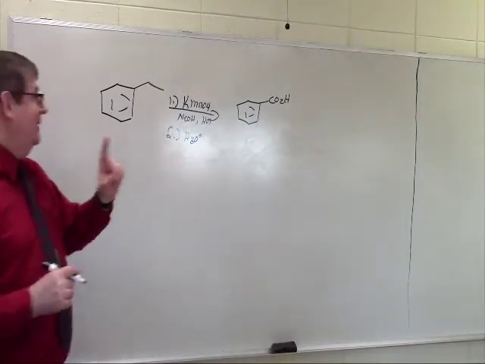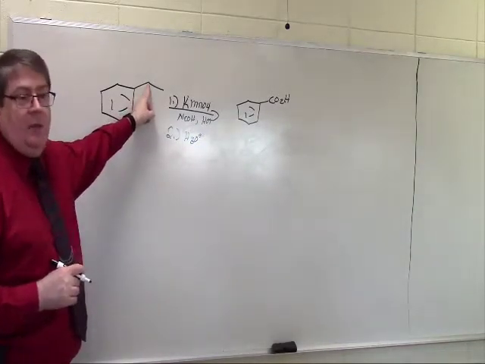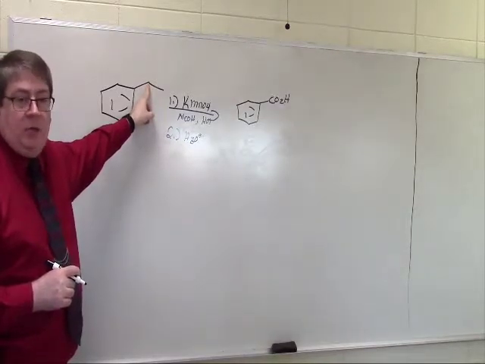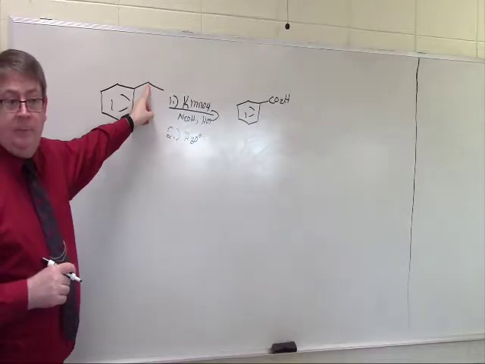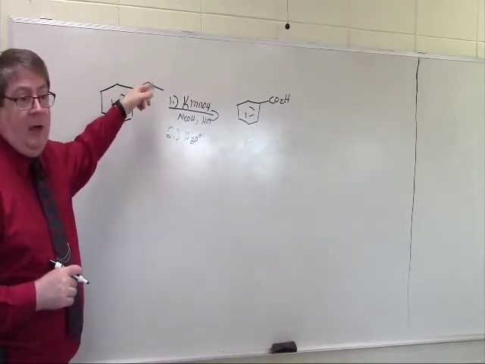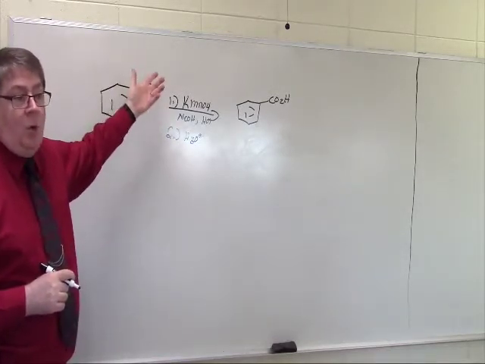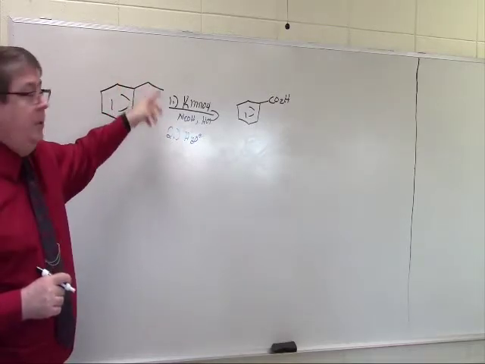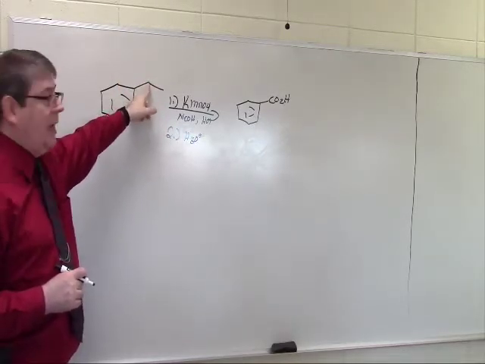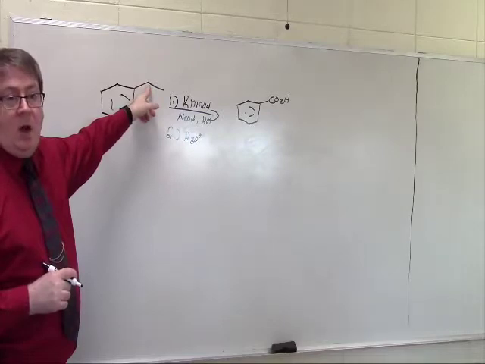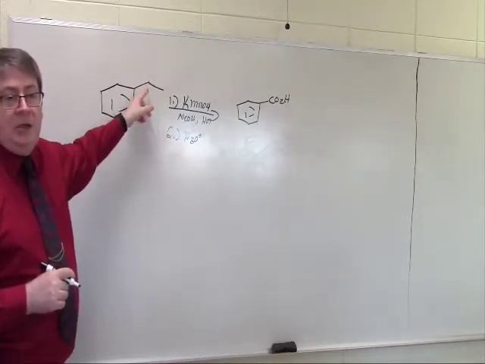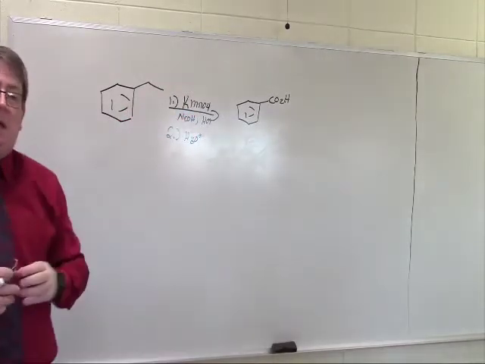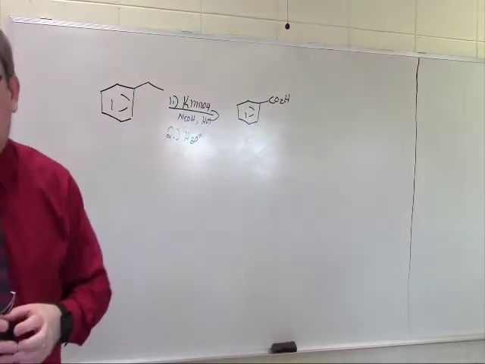You have to have at least one hydrogen on the benzylic carbon for this reaction to occur. So you can have an isopropyl group here, you can have an ethyl group, you can have a methyl group, all those work, but you can't have something like a tert-butyl group. You have to have at least one hydrogen on this benzylic carbon for this oxidation to work. Okay? So you can actually make carboxylic acids pretty conveniently using this chemistry.